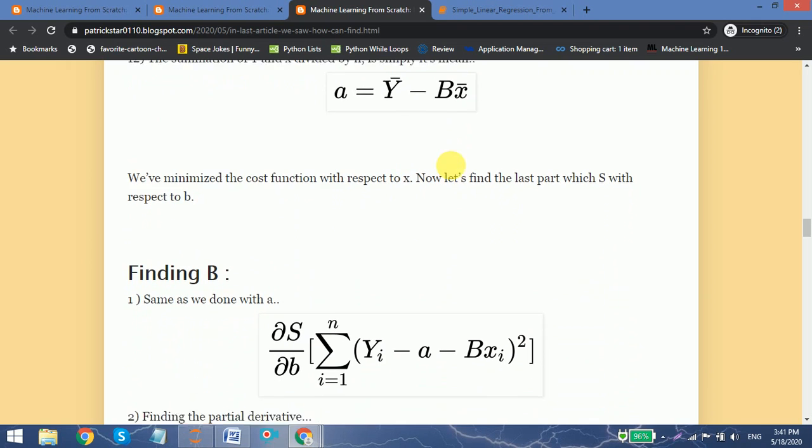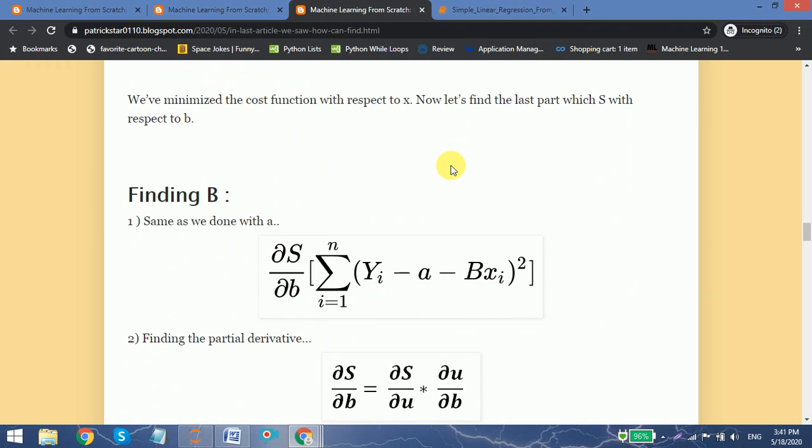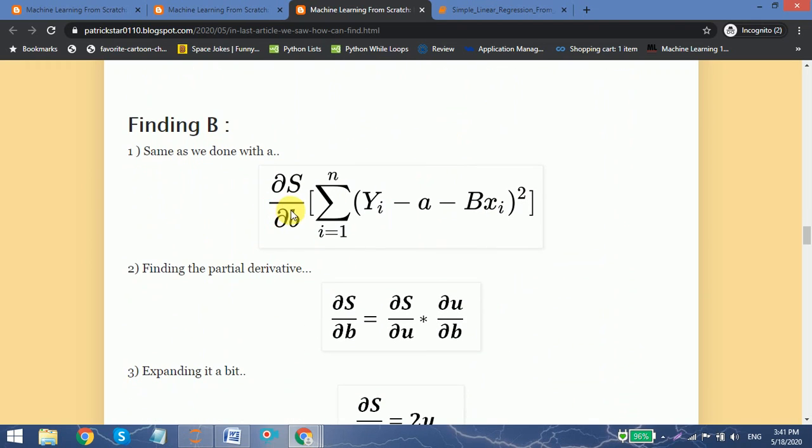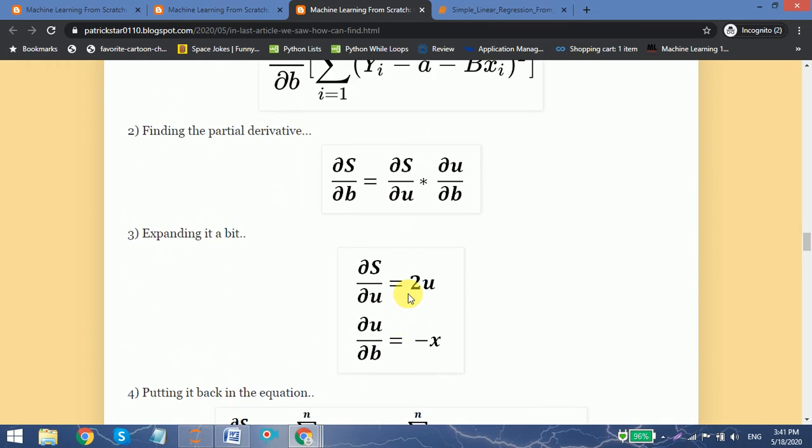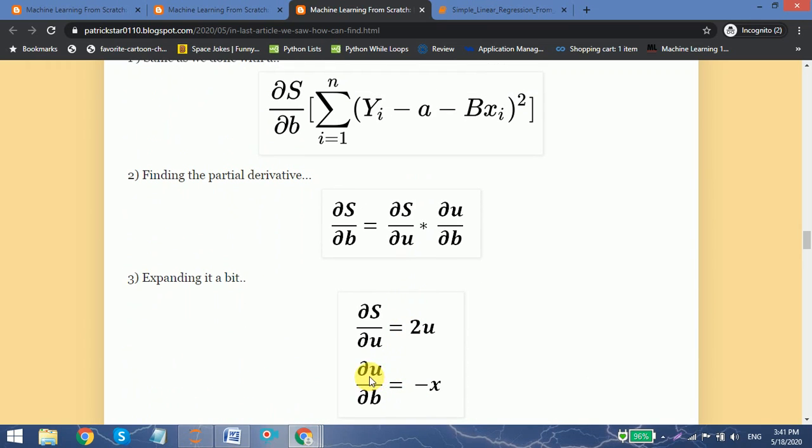Now what we need to do is find the same for b. So here we take the partial derivative of our s function with respect to b. It is the same thing we did, and here we need to find the derivative of u with respect to b.